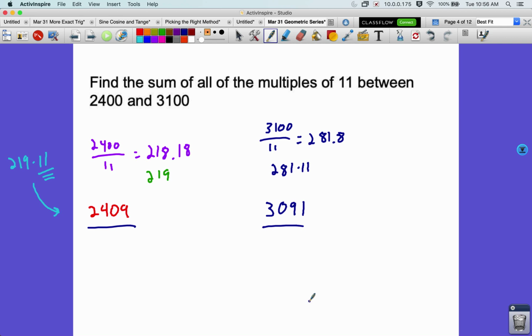That's my smallest term. All right, so I've got most of what I need for this formula, but now I need to know how many 11s are going to be between these two numbers.